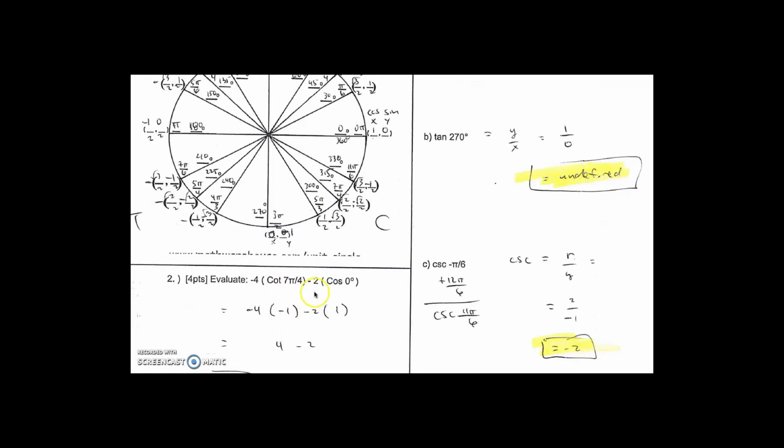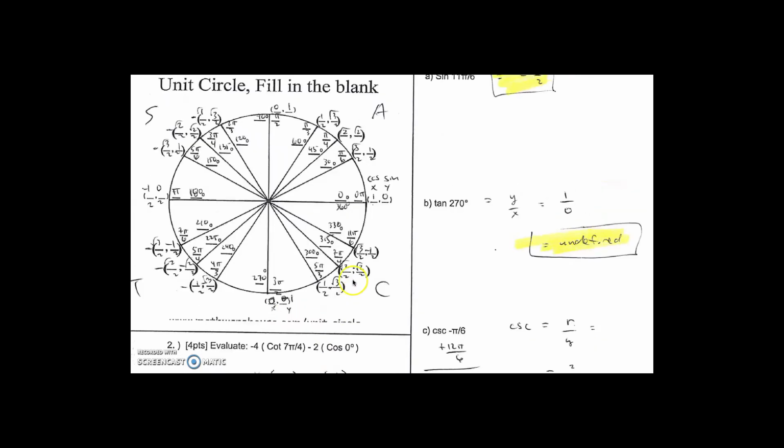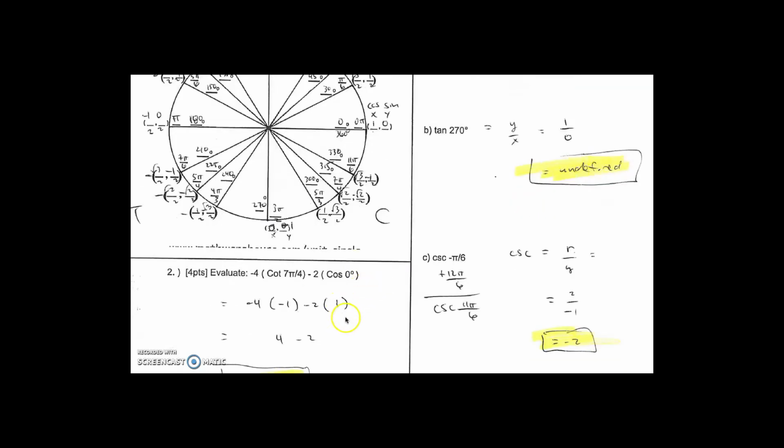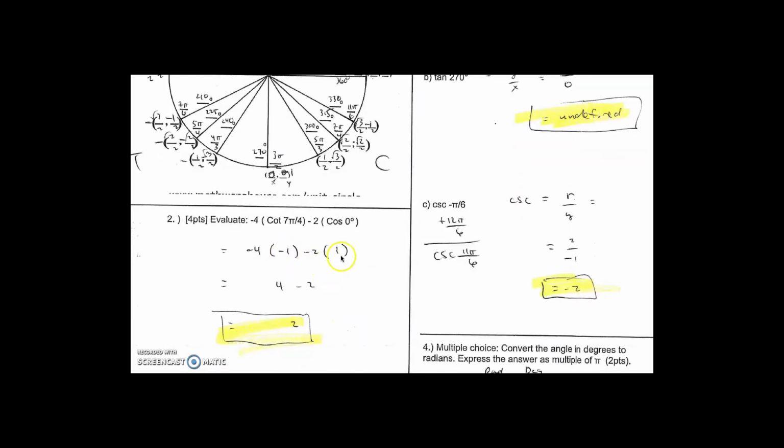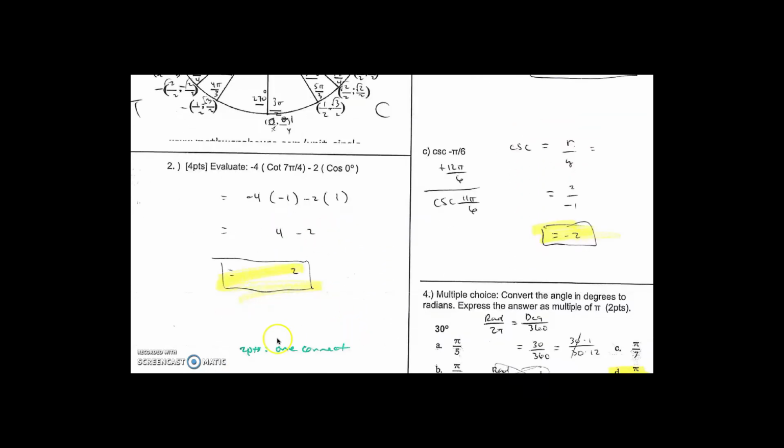And that's how I got -1 here. Cosine of 0 degrees is 1, so you just put a 1 there. If you got one of these correct, you got 2 points, noted by my answer key here. Then you have multiplication, so that's -2 times 1, which is just -2. And over here it's -4 times -1, which is +4. Then 4 minus 2 equals 2. If you made a basic mistake, then you lost a point.